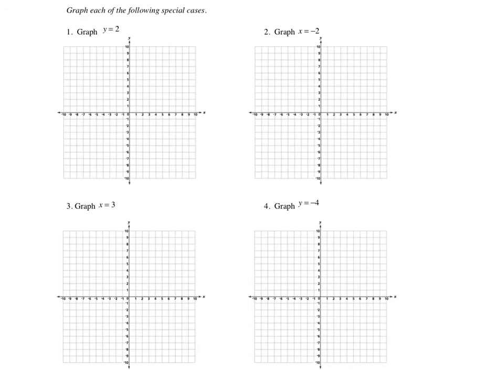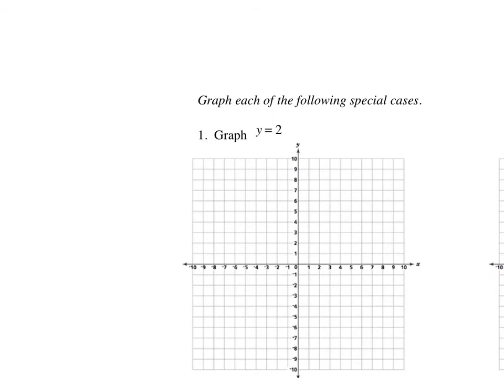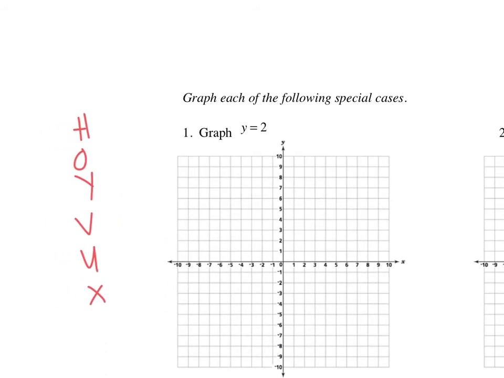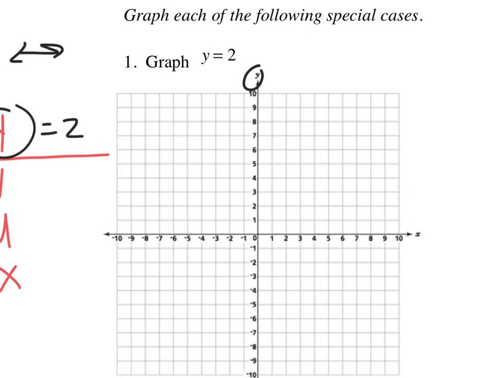Y equals 2, x equals 3, y equals -4, x equals -2. The first thing I'm going to do is write down HOYVUX. In this case, I want to graph y equals 2. Well, I want to do the y equals. So y equals 2. It's going to be horizontal. So I'm going to go through 2, just like this. That's y equals 2.